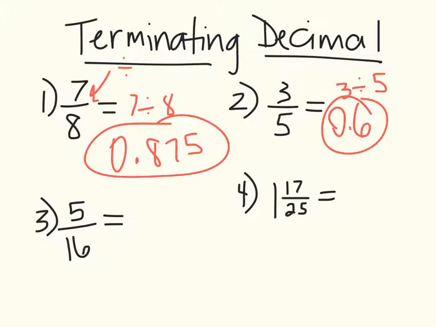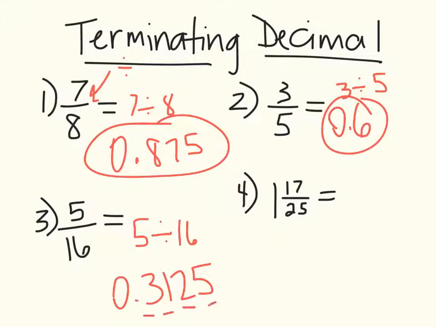Taking a look at 5/16, once again, typing in on our calculator, 5 divided by 16, you would get 0.3125. Even though that is a longer decimal, with 4 numbers behind the decimal point, this would still be a terminating decimal because it stops after the 5.